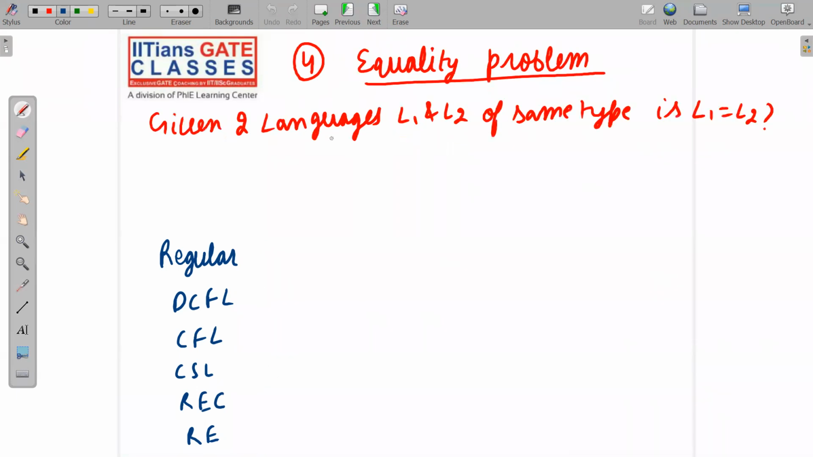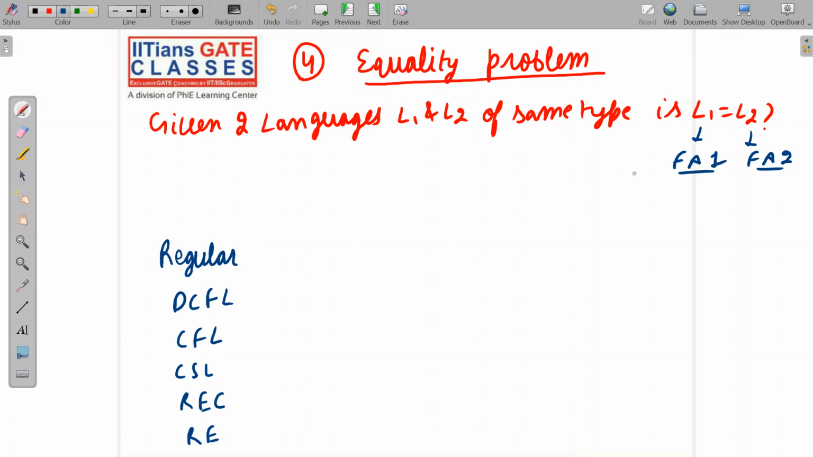Next is the equality problem. Equality problem means: given two languages L1 and L2 of the same type, is L1 equal to L2? That means, are these languages the same? Obviously I'm not giving the languages themselves. For regular, I will say we have two FAs, FA1 and FA2. Do they accept the same language? This is the question.